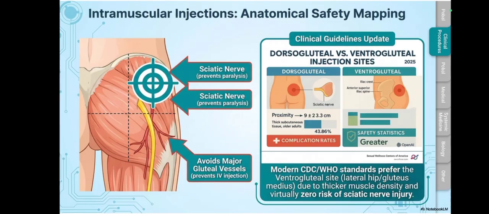Now coming to the intramuscular injections, anatomical safety mapping. In clinical procedures, the superolateral quadrant of the gluteus muscle is the classic preferred site for intramuscular injections to avoid the sciatic nerve and major gluteal arteries. However, it is important to note that modern standards now prioritize the ventrogluteal site at the lateral hip, as it offers a superior safety profile and virtually eliminates the risk of nerve injury.